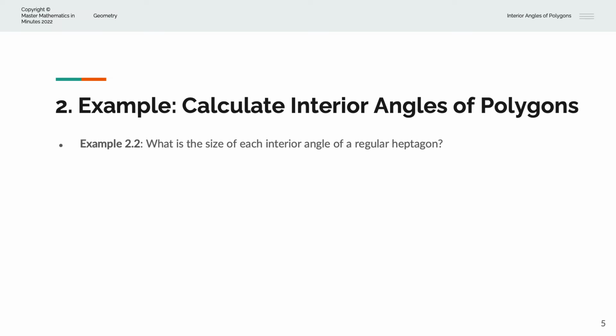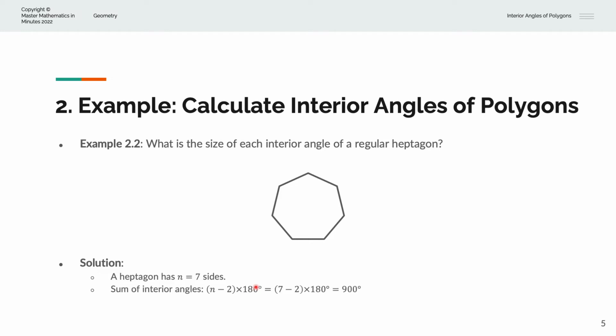In the second example, we're asked to calculate the size of each interior angle of a regular heptagon. So a heptagon has 7 sides, and so we have n equals 7 in this case. And we know that the sum of the interior angles is given by n minus 2 multiplied by 180 degrees. We can substitute n with 7 because the heptagon has 7 sides, minus 2 and multiply by 180 degrees. And that gives us 900 degrees.